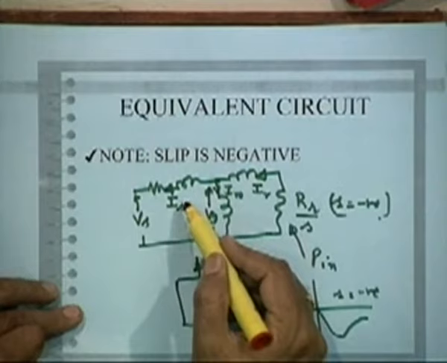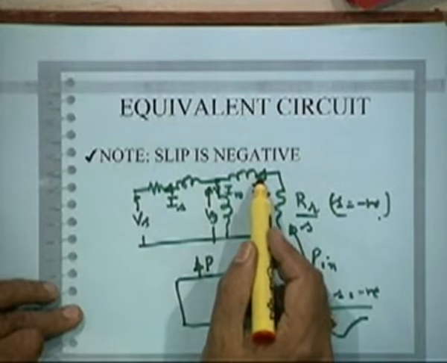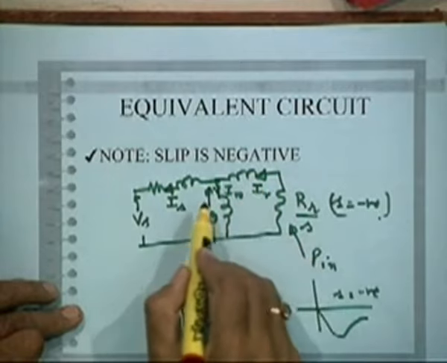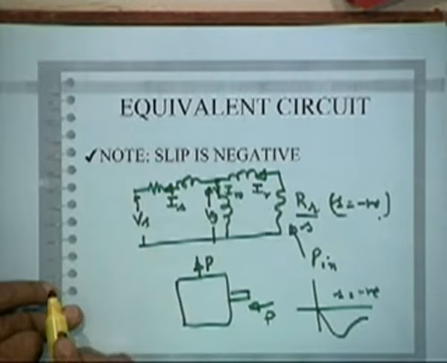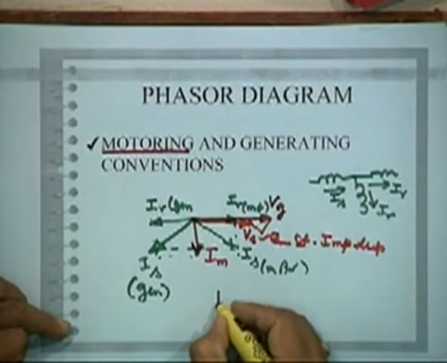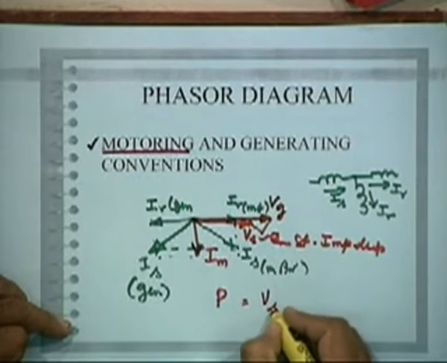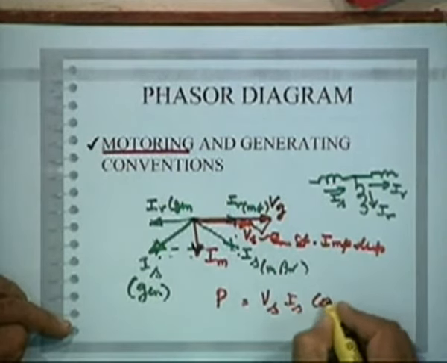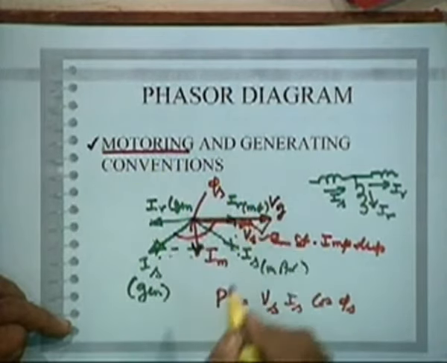Okay. So I have not changed my convention. This is written in motoring convention, where currents are all going out from Vg. So what do you get? If you use the same motor convention, what will be the power? Power is Vs into Is into cos phi s. So cos phi s is this, phi s is this.